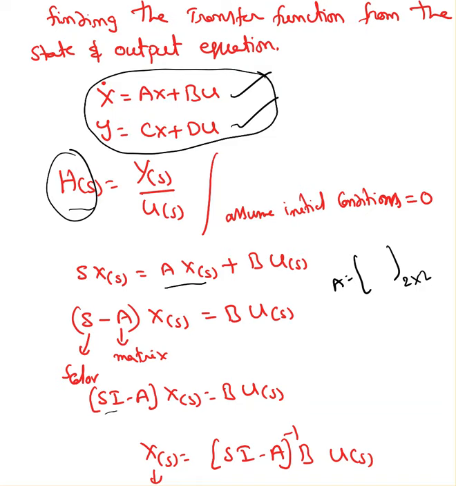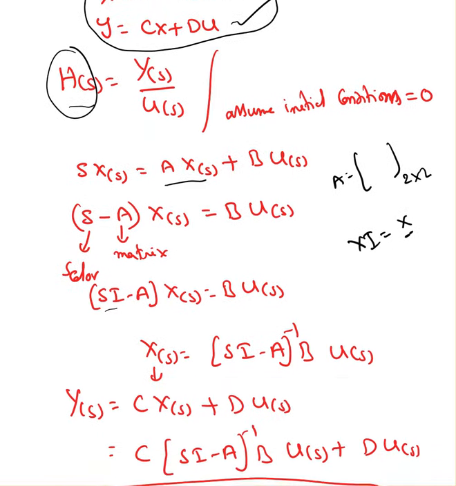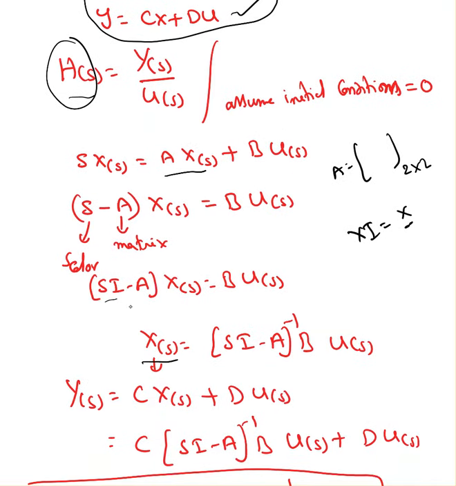So sI minus A. We know that if you multiply something with the identity matrix, you will end up with the same thing. That's the reason I'm multiplying this with the identity matrix. So sI minus A times X of s equals B U of s. Now X of s, if I bring it to the other side, is sI minus A whole inverse times B U of s.